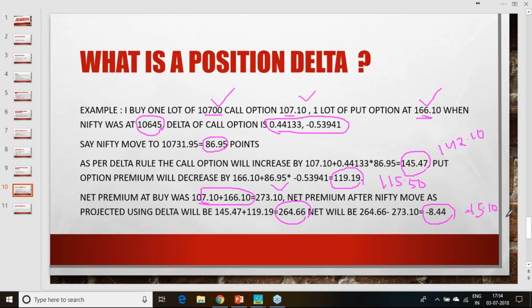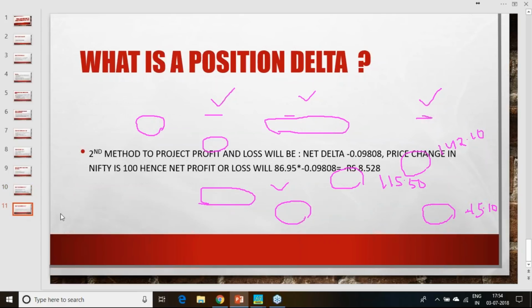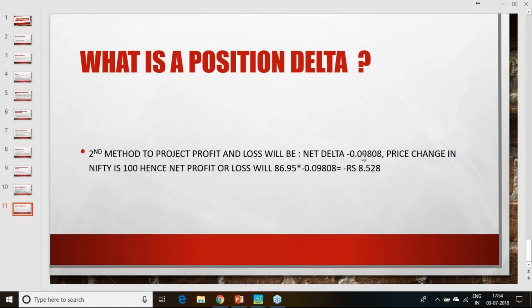What went wrong? Why has it happened like that? You need to understand this factor through the delta. The net delta of these two options was negative 0.09807. Once you are buying a call option and put option, the net delta is the call option delta added with the put option delta. If I multiply it by 86.95, I get the same loss of 8.52.